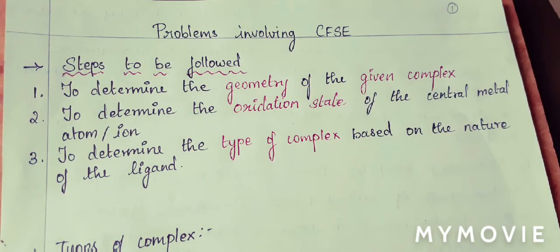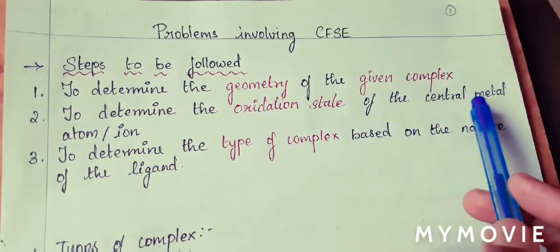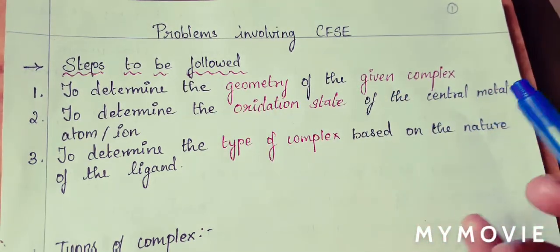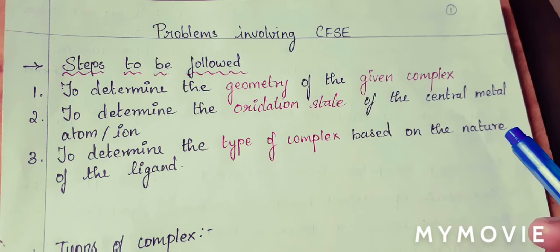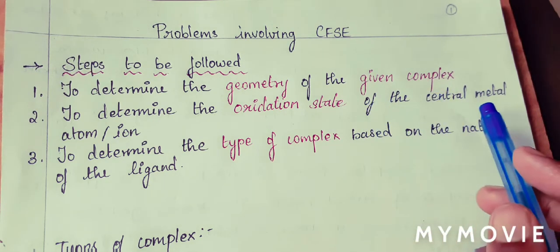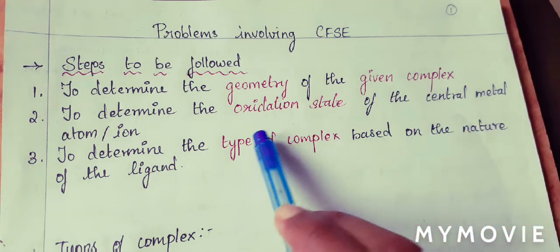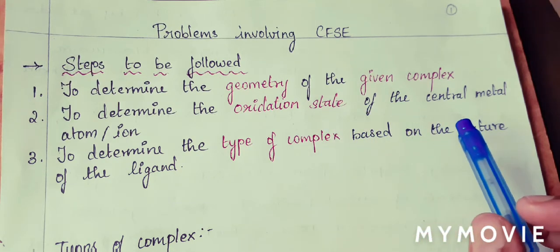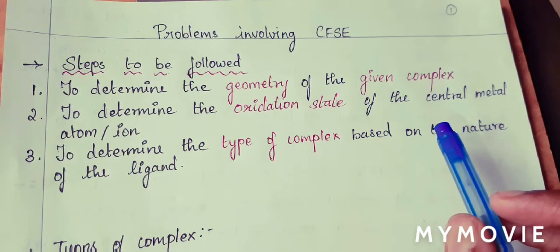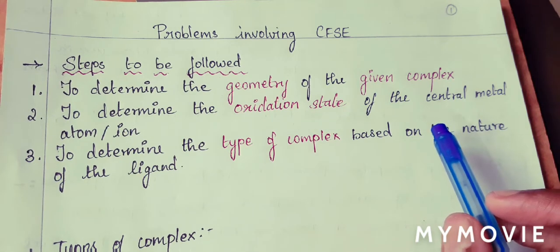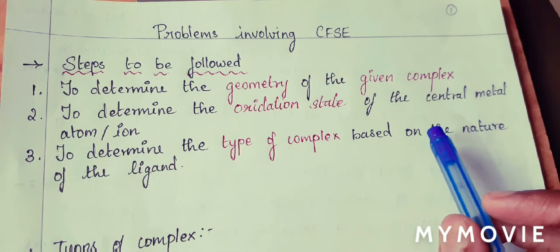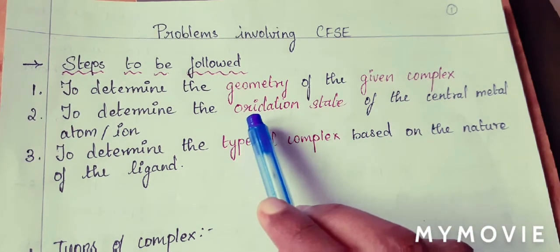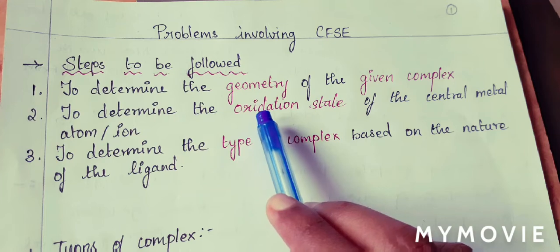The first step is to determine the geometry of the given complex. Geometry in the sense I mean we should find out whether the complex is octahedral or tetrahedral, etc. So that's the first point, and it's very important. The second point is to determine the oxidation state of the metal atom or ion. We know that complexes are formed by transition elements, and they have a natural tendency to show various oxidation states. So it's important that we find out the oxidation state shown by a metal atom in a particular complex. Thus, the second point is also equally important like the first one.